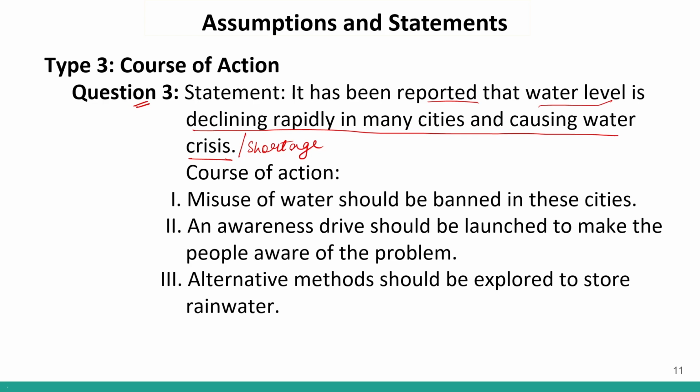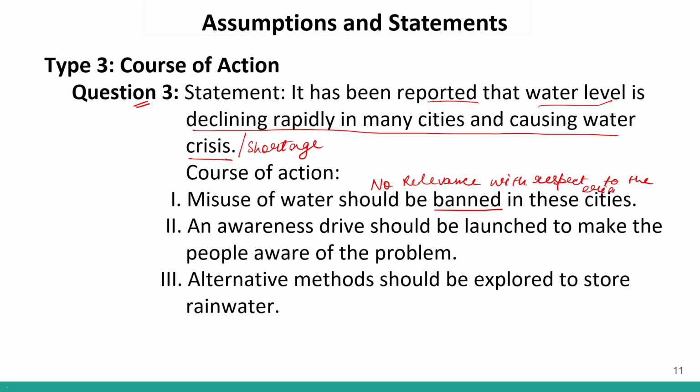The first one is misuse of water should be banned in these cities. Now see, misuse of water should be banned. Again, we don't know whether people are misusing the water or not. This is an unnecessary statement. This holds no relevance with respect to the original statement.